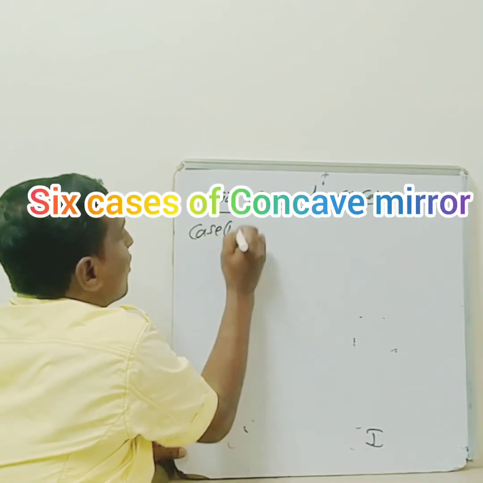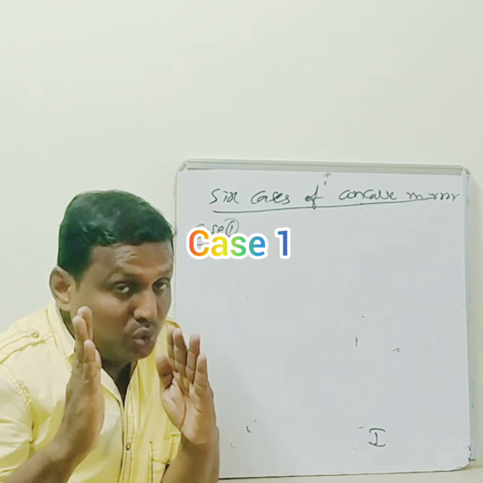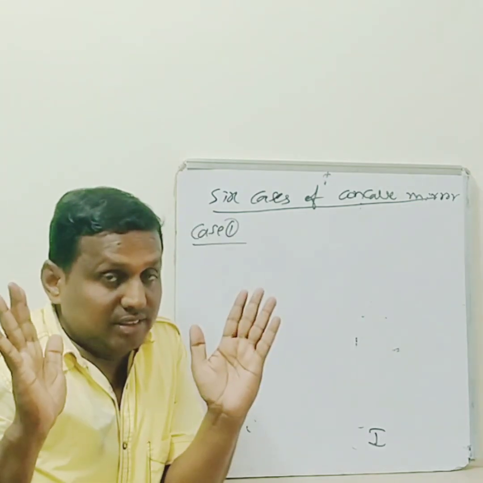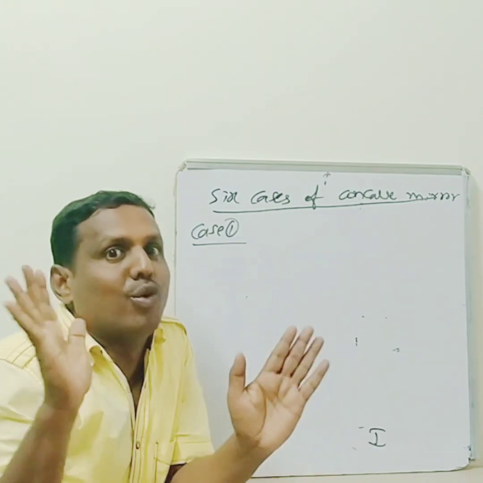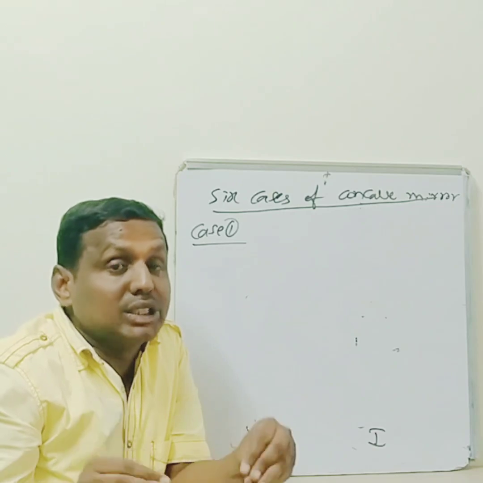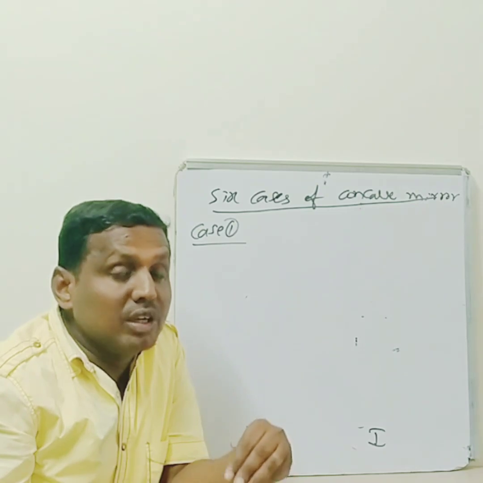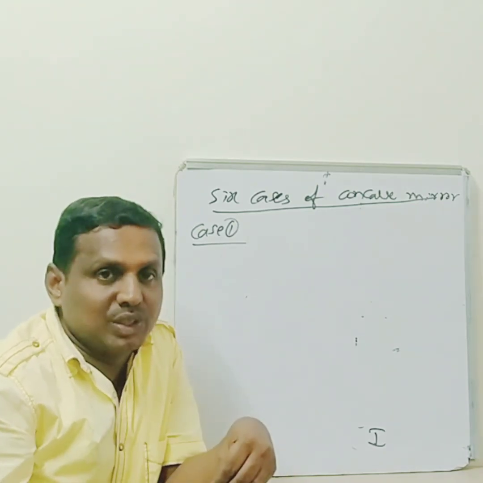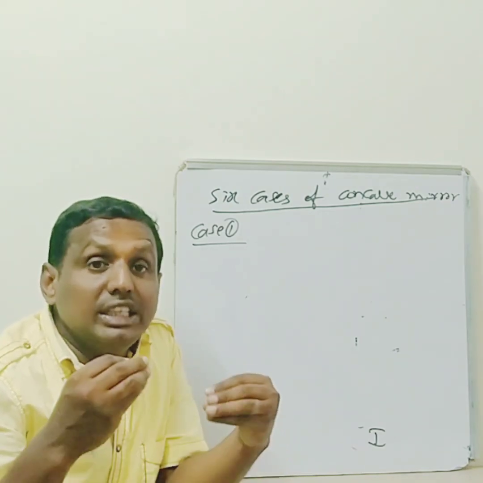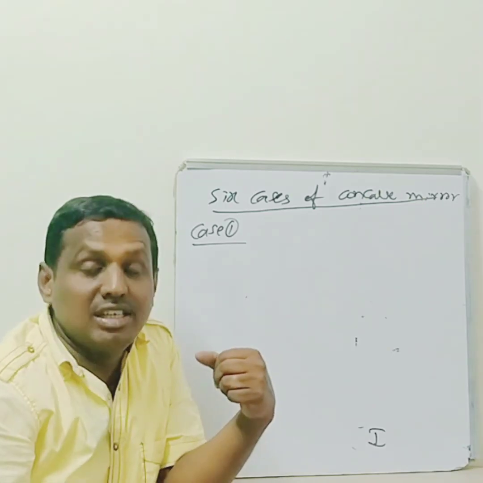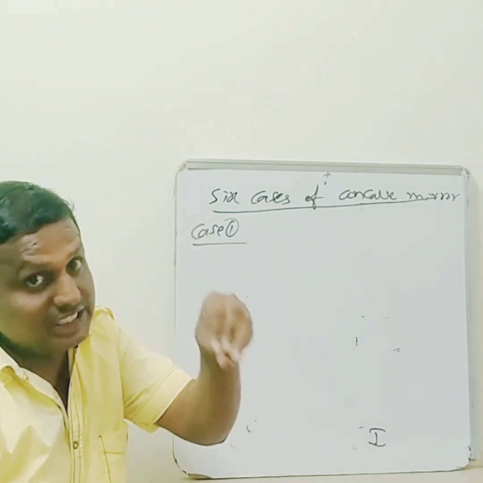First case 1. See here. I am going to explain orderly. You also learn orderly. Practice orderly. First case is when the object is between pole and focus. Second case, when the object is at focus. Third case, when the object is between focus and center of curvature. Fourth case, when the object is at center of curvature. Fifth case, when the object is behind center of curvature. Sixth case, when the object is at infinity. Clear? These are 6 cases.